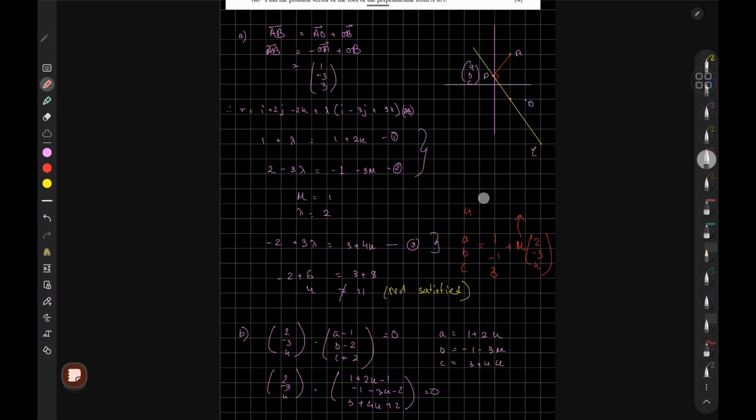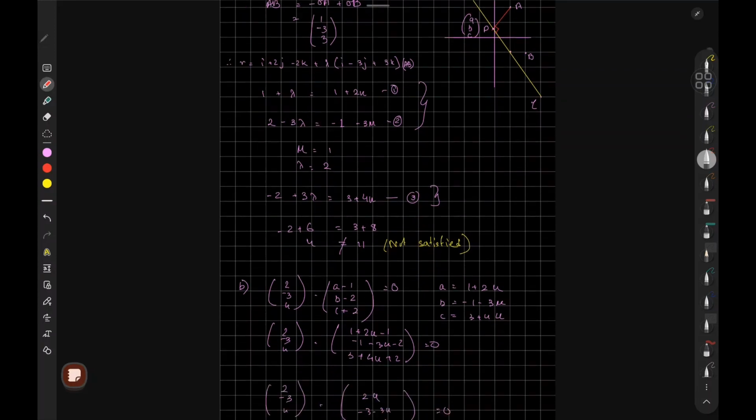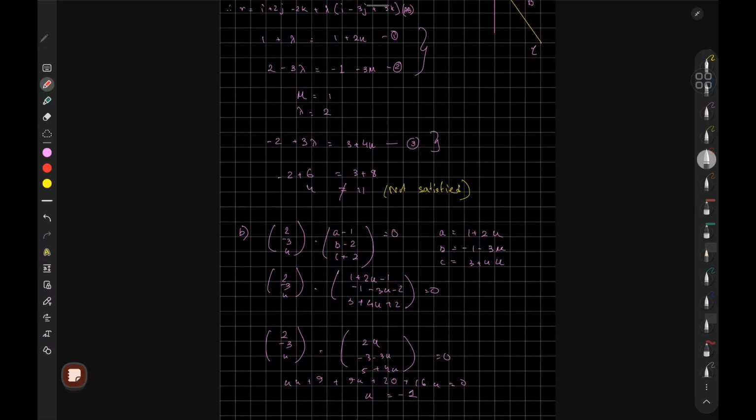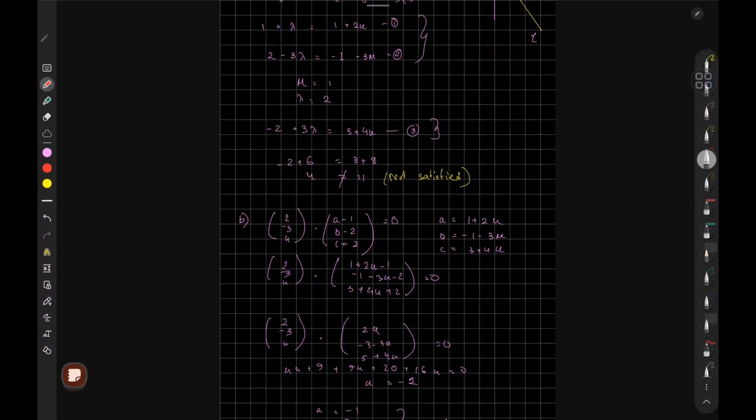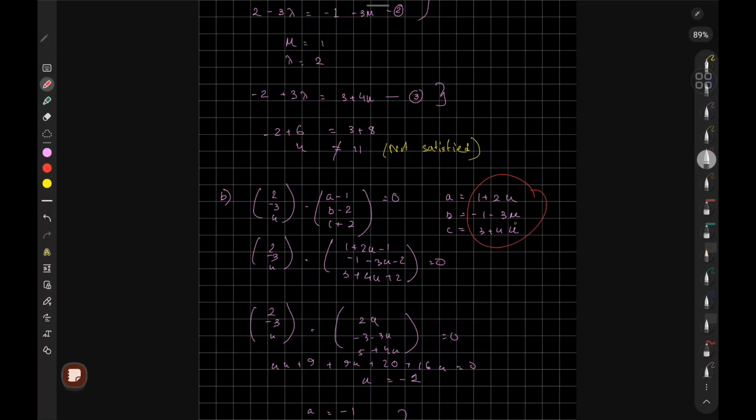Great. If you understand that, let's apply that knowledge and write A, B and C in terms of mu. Right. If I do that, now I plug all of these values in over here and I form a pretty interesting equation.